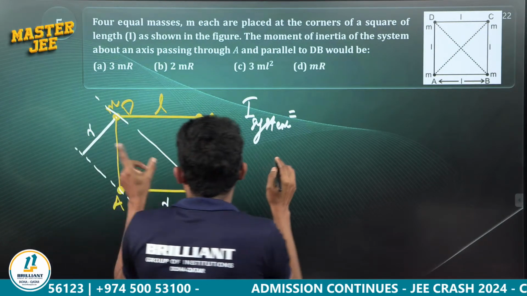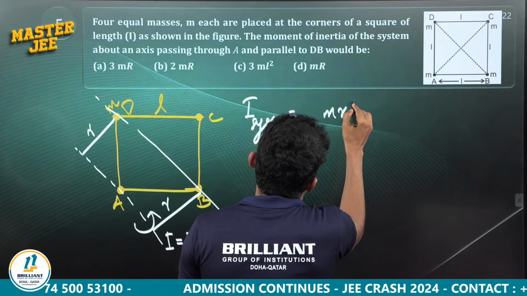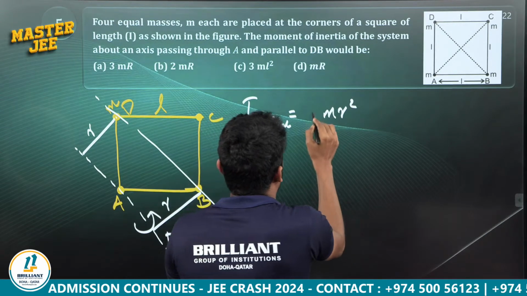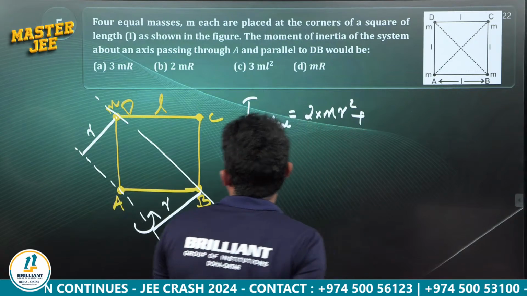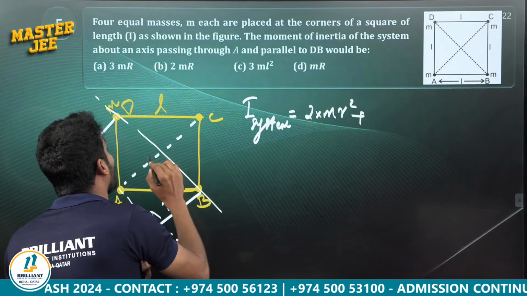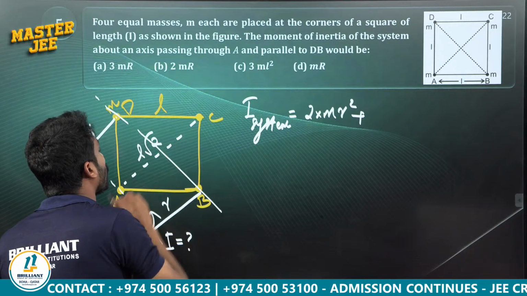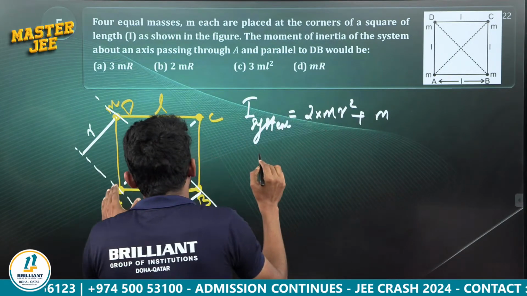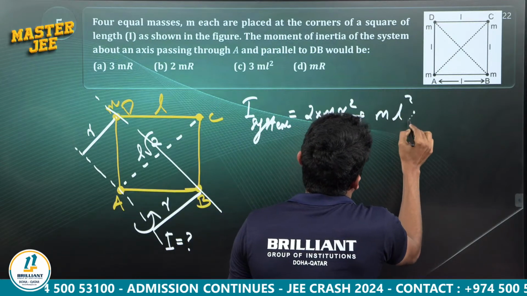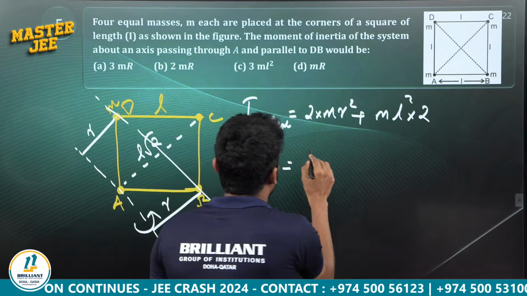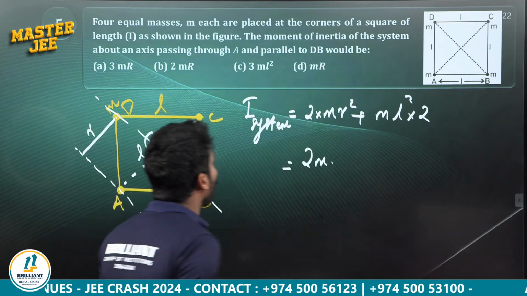Then the moment of inertia of those 2 particles is mr square, the moment of inertia of 1 particle, into 2 because there are 2 particles. Plus, what will be the moment of inertia of this particle? The distance here is L root 2, so this will be m into the square of this distance, that is L square into 2, isn't it? Okay. Now 2m into, what about this distance?